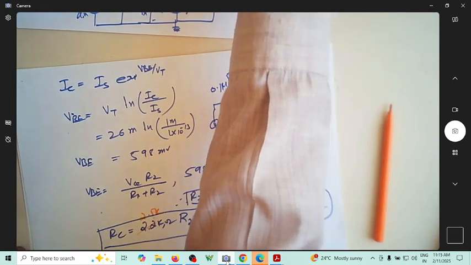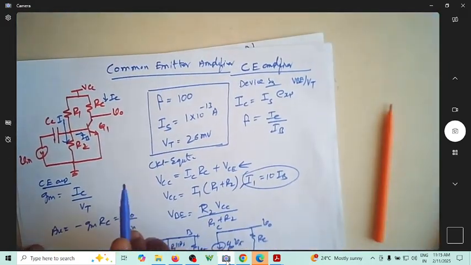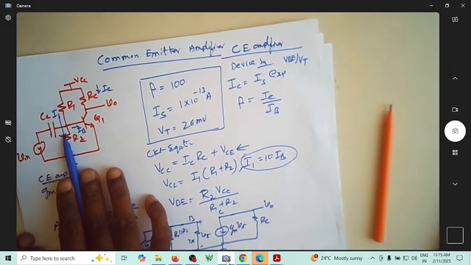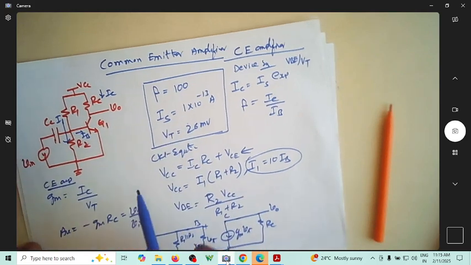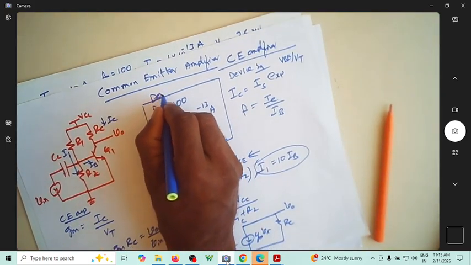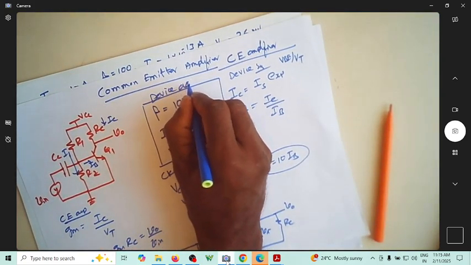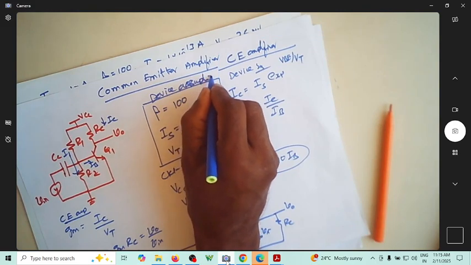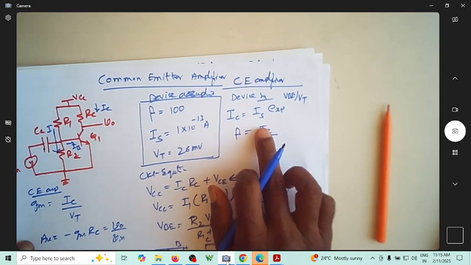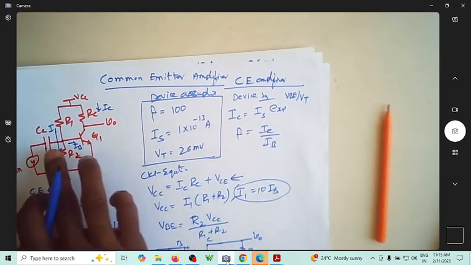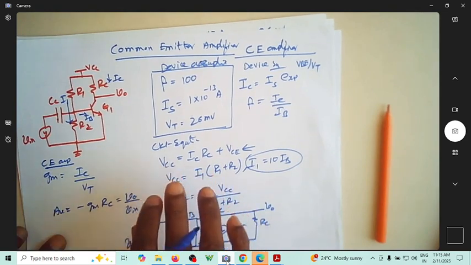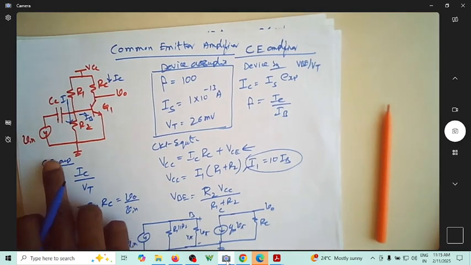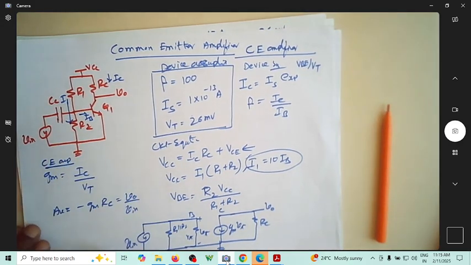So it is very essential that you write the circuit diagram and the device assumptions. These are device assumptions. These are device equations. So for the device we have some equations, and this is the equation for the circuit diagram, and this is for the amplifier.